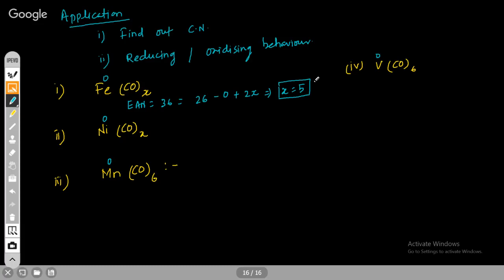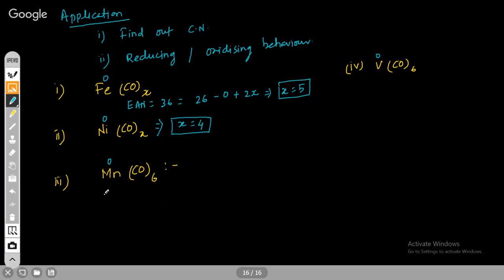What is the coordination number of the second one? X value is what? Can you tell me? I'll write down the answer here. Tell me the answer. Four. Yes, X value is 4. Coordination number is 4. All of you got this? X value 4. Any doubt? Let me know. Are you getting 4? All of you? Correct.